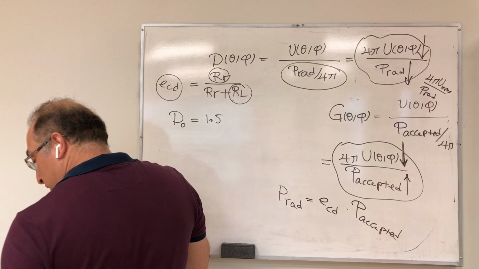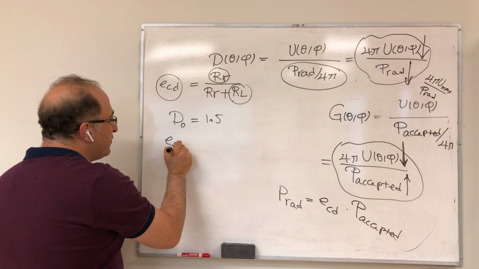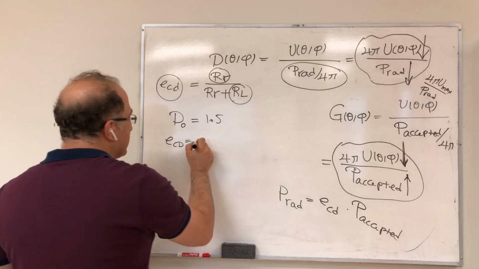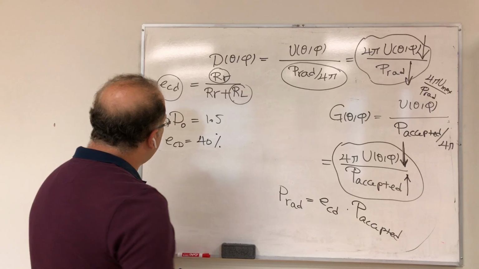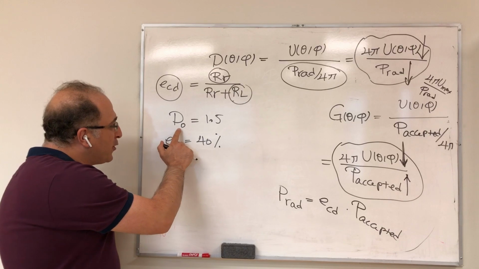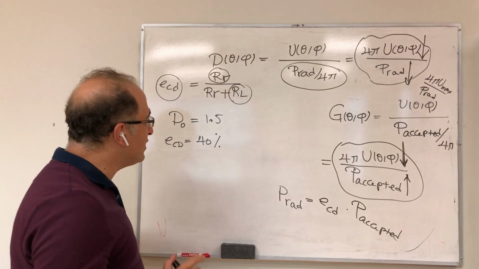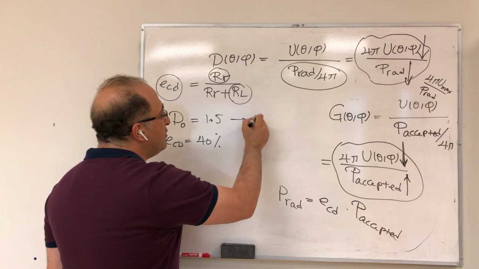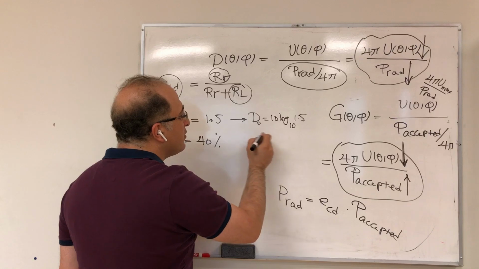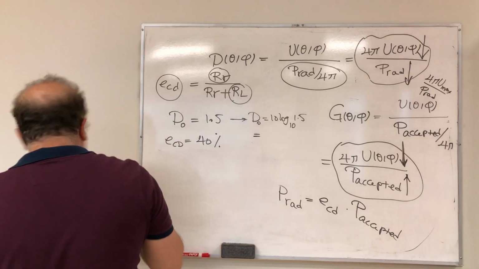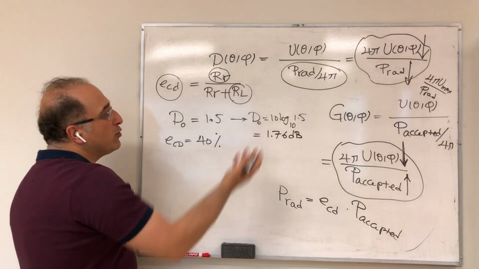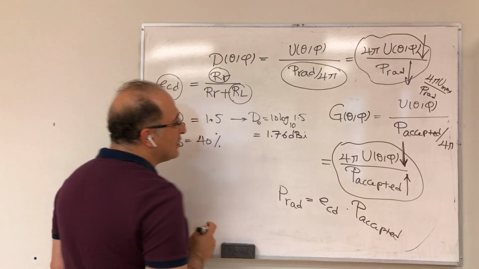And let's assume the ECD is 40%. So now I'm asking you what is gain, maximum gain in this case. First of all, notice that directivity is greater than 1, dimensionless. You can, of course, convert it to dB by saying 10 log 10 1.5, which should be about 1.76. So 1.76 dB. And as we mentioned, we could also write it as dBi. They're the same thing in this case.